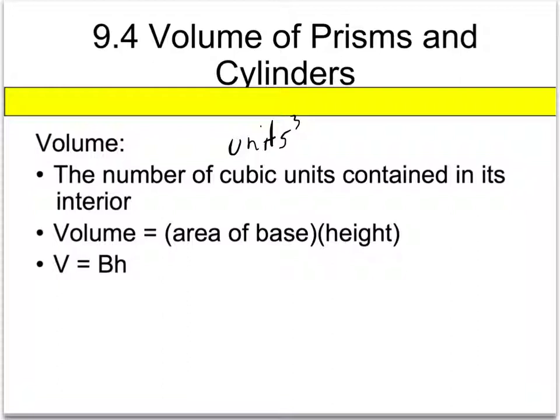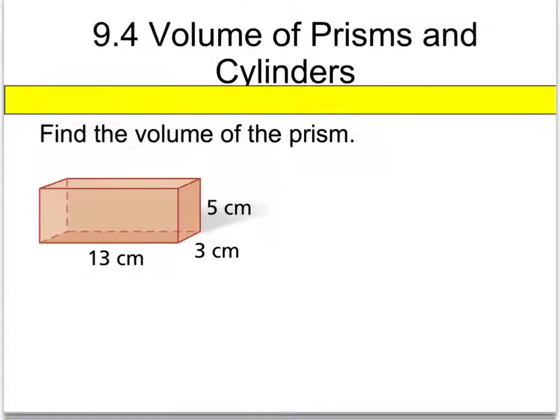Okay, volume is going to be the area of the base times the height. Doesn't matter if it's a prism or a cylinder, you're going to take the area of the base times the height. So just know that, area of base times height. This very first one, I'll walk through it with you.